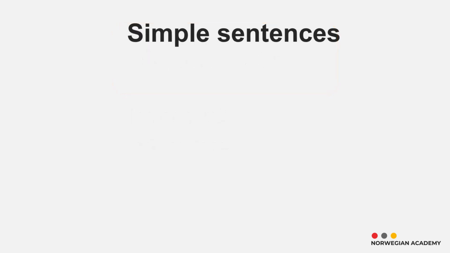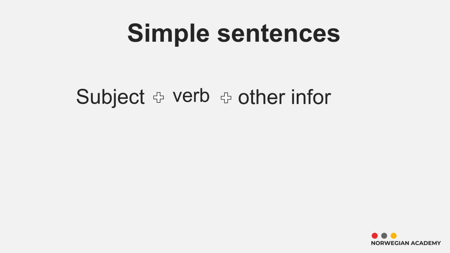Now, let's learn how to make simple sentences in Norwegian. The basic structure of a simple sentence in Norwegian we look into today is subject plus verb plus other information. A subject is a person or a thing that does the action in a sentence. A subject could be a thing, book, TV, car, or a person, girl, Maria, students.